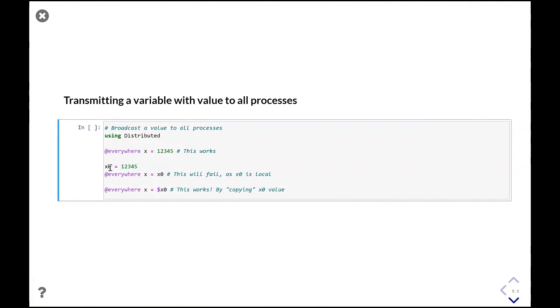In order to broadcast the value held in x0, we use @everywhere x = $x0, with the dollar sign here. This works. Just don't ask me why I would put the dollar sign. That is decided by the designer of Julia; the documentation specification says so. If you put the dollar sign, then the value becomes available. It is used to refer to the values held in the variable x0.